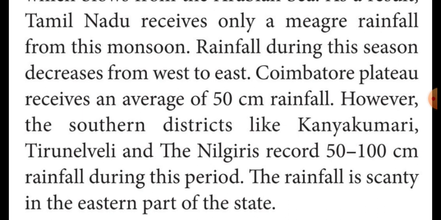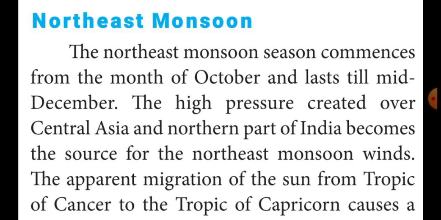Okay. Then the fourth important season is northeast season. This season occurs during the month of October to December. Then the high pressure creates over Central Asia and the northern part of India, which brings the northeast monsoon wind.